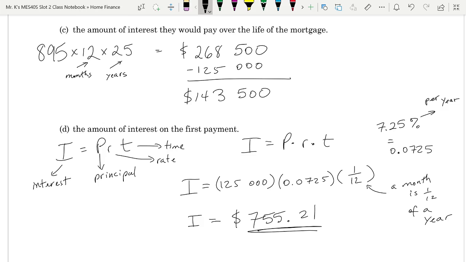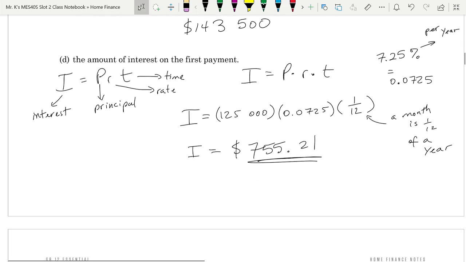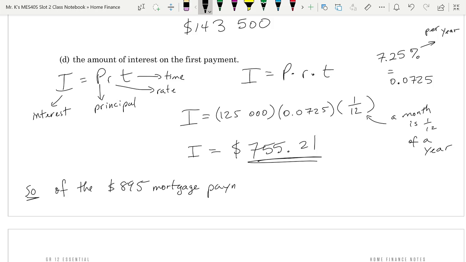So that's how much interest there was on the first payment you made. Now, how much were the payments again? Look back, $895. So of the $895 mortgage payments, $755.21 went to interest.